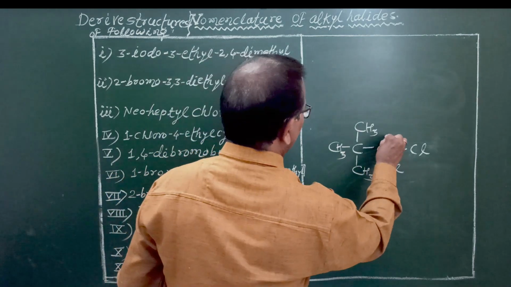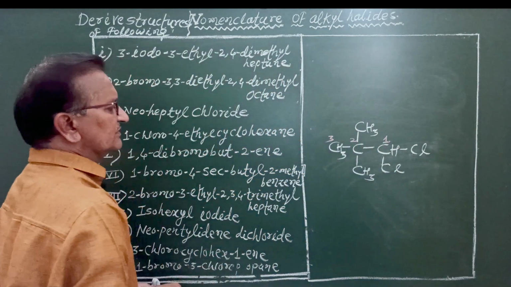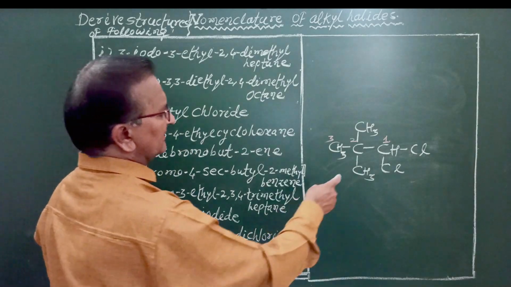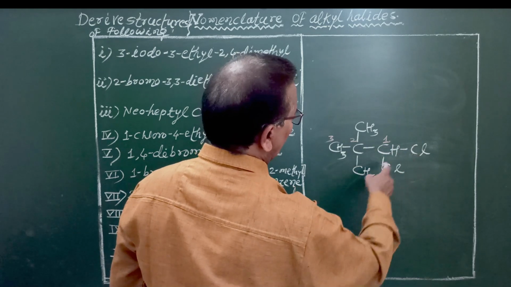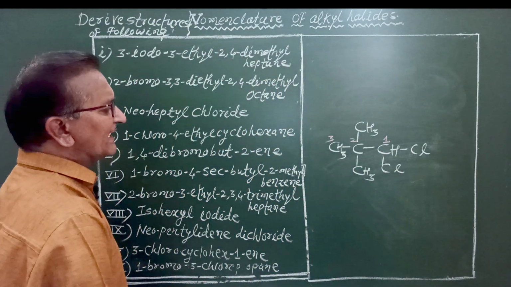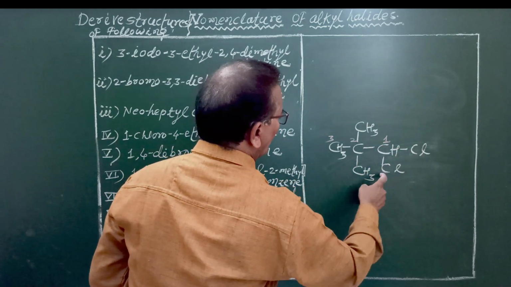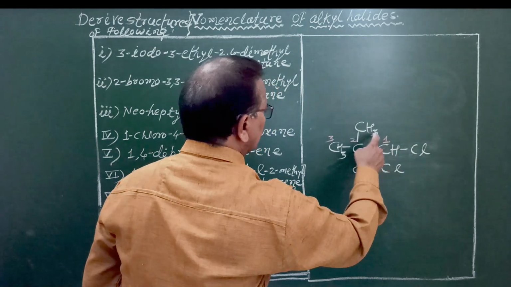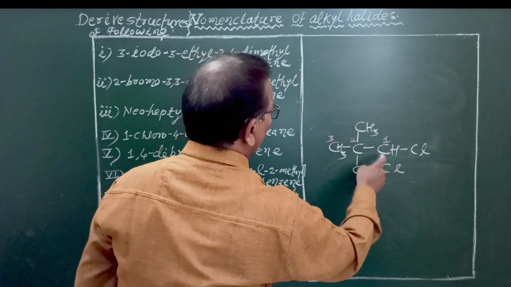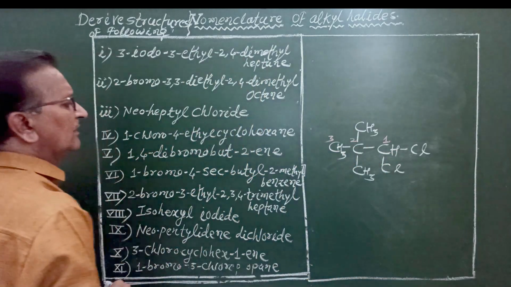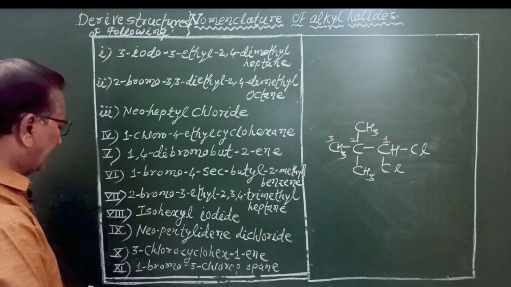What about its IUPAC name? This carbon atom is numbered as 1, this is 2nd, this is 3rd. Since the longest continuous chain contains 3 carbon atoms, the parent alkane must be propane. To carbon number 1, 2 chlorine atoms are bonded. Therefore, 1,1-dichloro. Both these chlorine atoms are bonded to the first carbon. 2 methyl groups are in branches at carbon number 2. So, 1,1-dichloro 2,2-dimethyl propane.